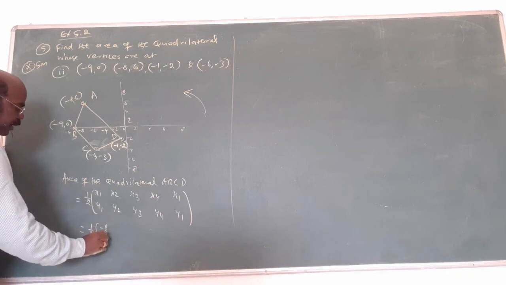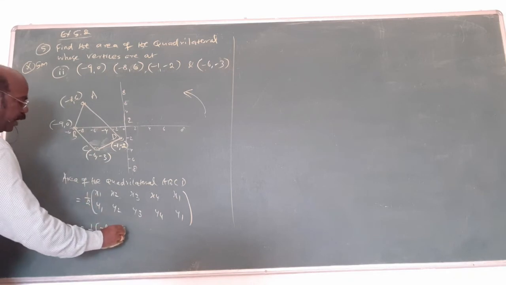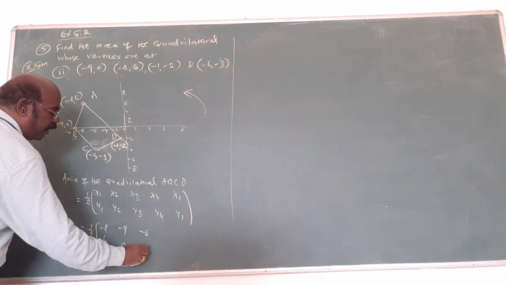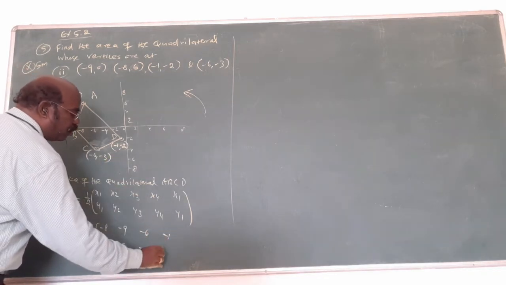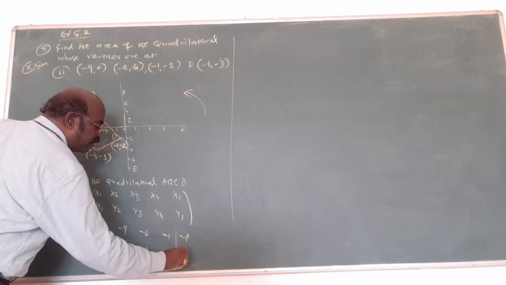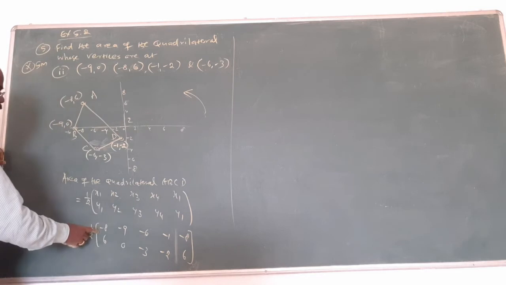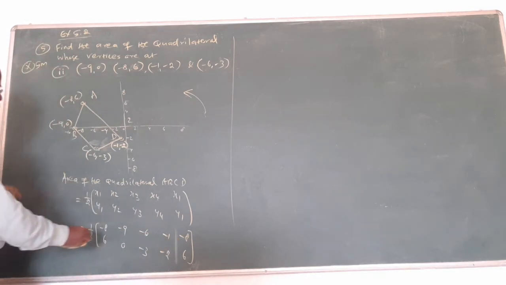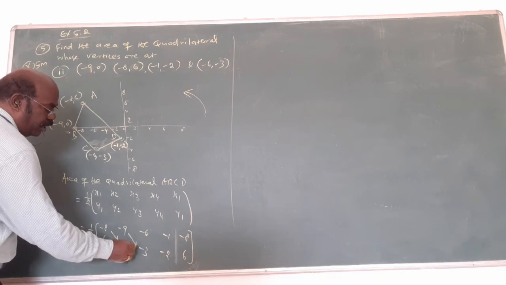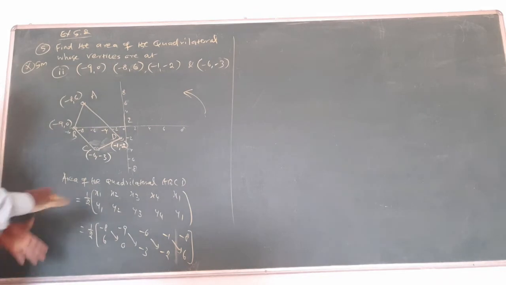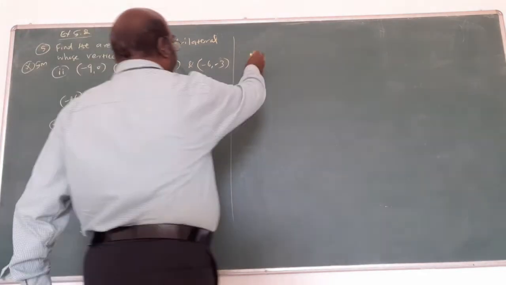Minus 8 comma 6. Next minus 9 comma 0. Next minus 6 comma minus 3, next minus 1 comma minus 2, again minus 8 comma 6, okay? Start with minus 8 comma 6, again minus 8 comma 6. The same thing, no? What I told you. In this way, you have to cross multiply.